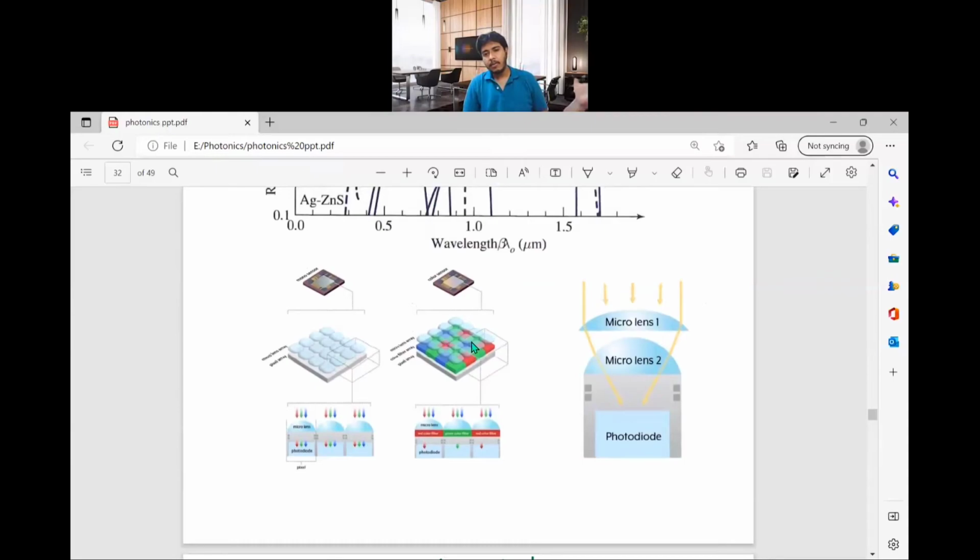Okay, a camera has a photo detector. You can detect the light. Basically, when you are capturing a photo, the light comes through the lens and is detected by the photo detector. So basically, a pixel is a photo detector. As the number of pixels increases, the number of photo detectors increases. So basically, you have the photo detector here.